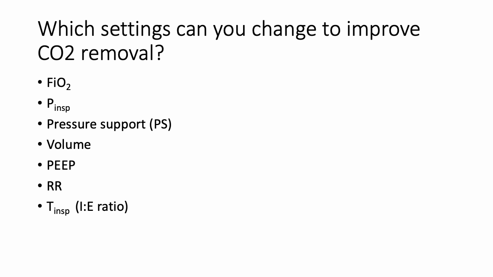Adjusting PEEP will have minimal effect on CO2 removal, apart from allowing lung units to be recruited to allow them to take part in ventilation. The mainstay really of adjusting CO2 removal is the respiratory rate, adjusting that and making sure that you adjust your inspiratory time to maintain an IE ratio of about 1 to 2. Because as you increase the respiratory rate, if you don't reduce the inspiratory time, you'll notice that the IE ratio will go a bit haywire.